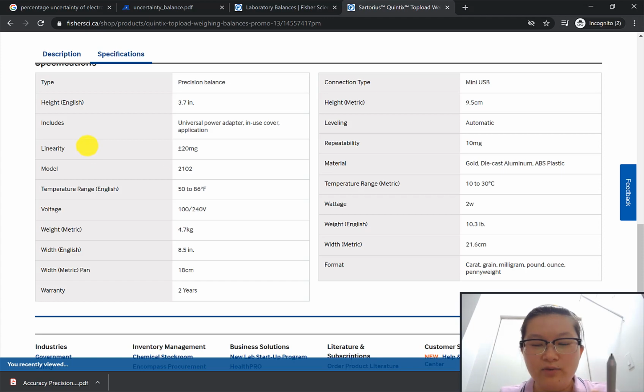So the number I would actually use for this particular scale would be this repeatability number. What that means is, if I take the same mass and put it on the scale many times, what's the range of the numbers that I might get? Okay, so that's what you want. It's the uncertainty, the precision in your number that you want. So I would use plus minus 10 milligrams for this scale if you were to use it.